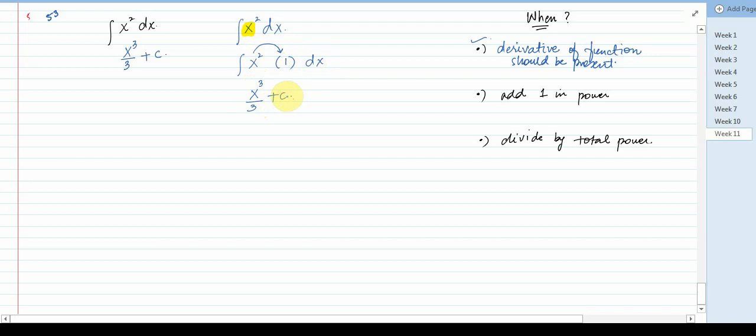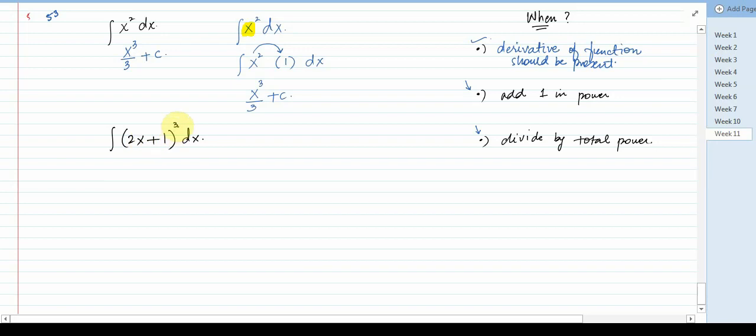So in the last 2 lectures we had discussed step 2 and step 3 very well, and we know how to increase 1 in the power and divide it by the whole power. Now we need to focus on step number 1, that the derivative of this function should be present. Now what does it mean? Let's suppose that we need to integrate the function (2x+1) power 3 dx. We need to integrate this function.